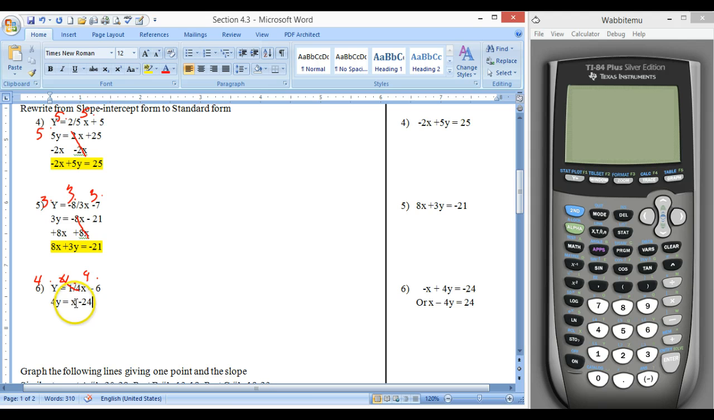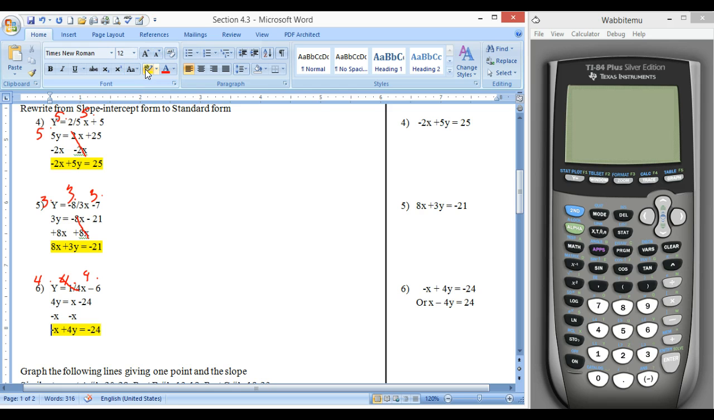Now I need to move my x over, or those of you who want to say I want to do it to both sides, you would say subtract x. And the x's would cancel here, and the x needs to go on the left or the first, so it's negative x plus 4y equals negative 24, because that's the only thing left over on this side. And that's our answer in standard form.